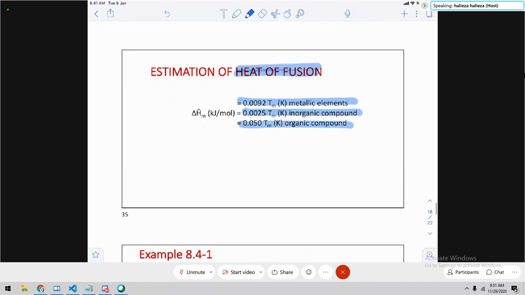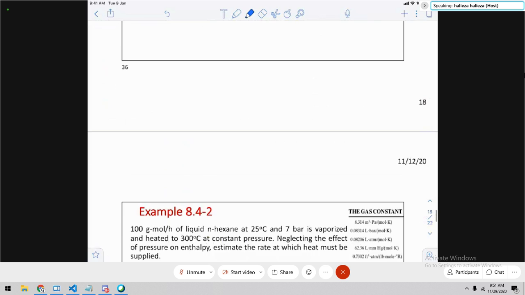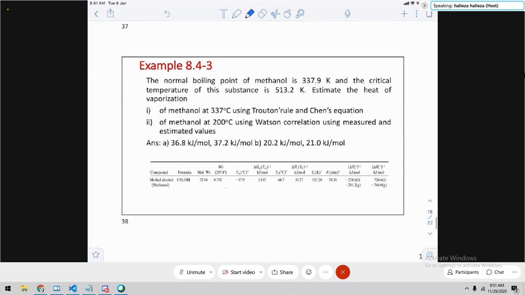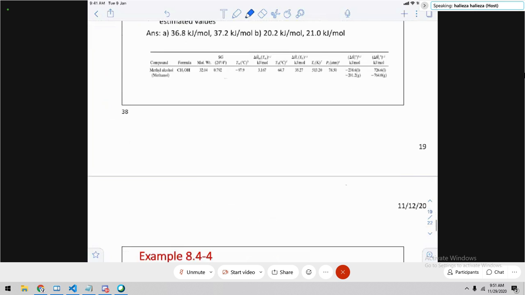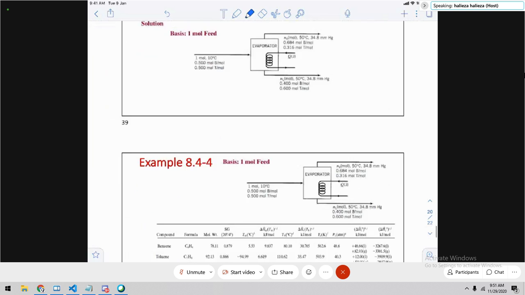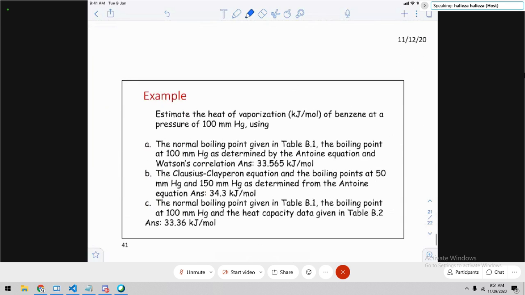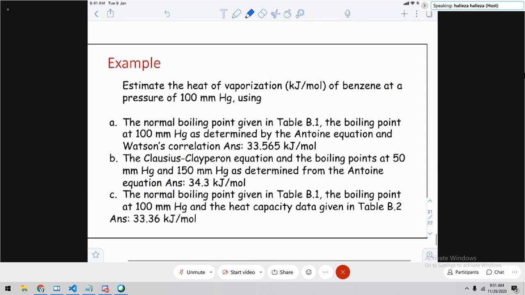Any questions? We have done example 8.41, we have done 8.42, we have looked at 8.43 just now, and 8.44, we have done it. There's another example here. If you want to do it on your own, I have the answer given here. This is how to estimate the heat of vaporization of benzene. See whether you get the same answer.